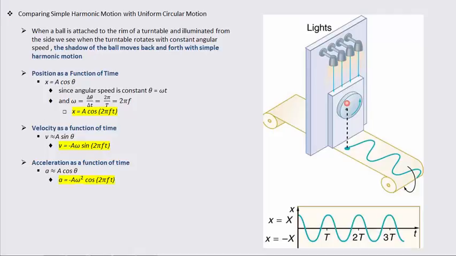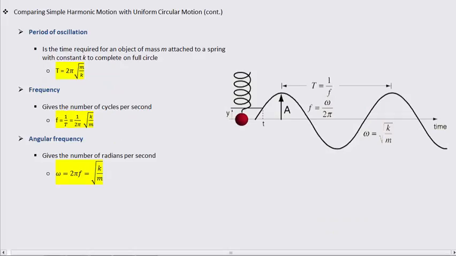We then see we can find velocity as a function of time as well as acceleration as a function of time. We're also able to calculate the period of oscillation, the frequency, and angular frequency. Our period of oscillation is the time required for an object of mass attached to a spring with a constant spring constant to complete one full circle. This can be described with the equation that our period is equal to 2 pi multiplied by the square root of our mass divided by our spring constant.